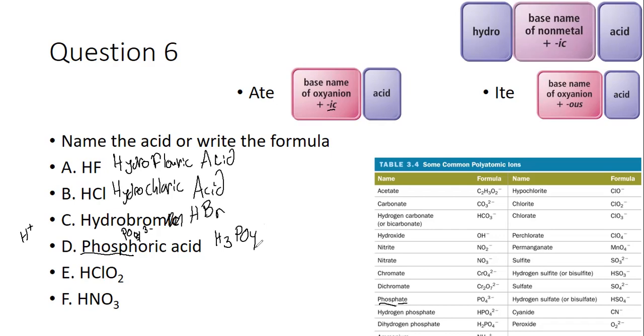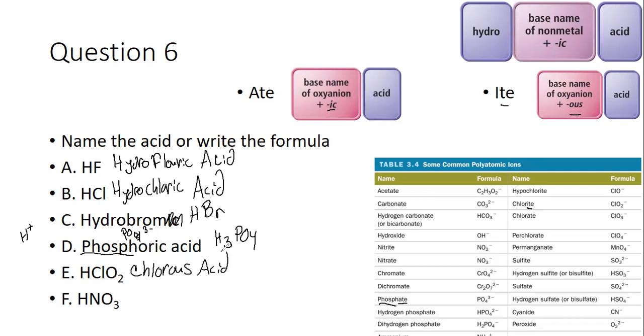All right, so HClO2. So it's more than 2 atoms. So it's not binary. So it's a polyatomic acid or an oxyacid. So if we go to our list, ClO2 ends in ite. Ite becomes os. This is chloros acid.